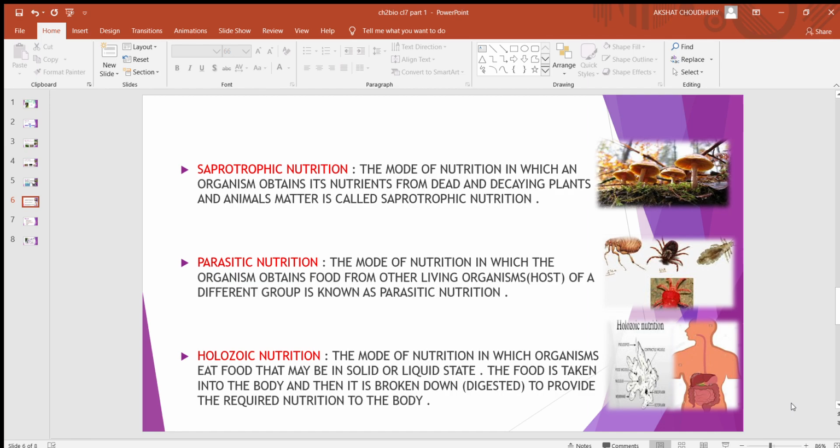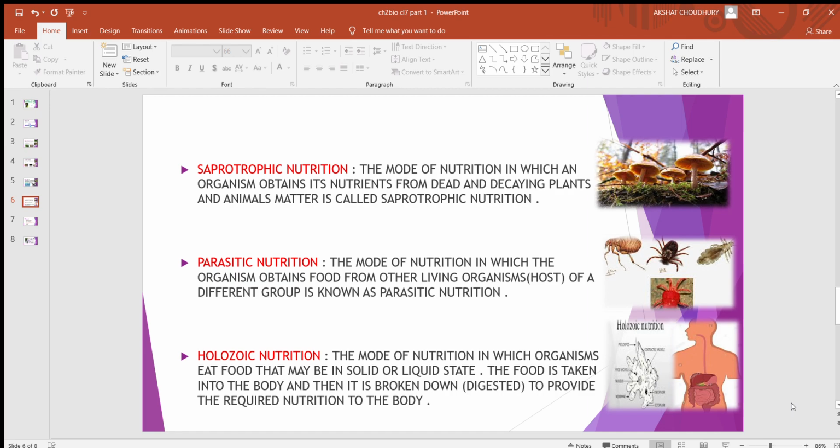Second one is parasitic nutrition. The mode of nutrition in which the organism obtains food from other living organisms, that is a host of a different group, is known as parasitic nutrition. Here we can see that flea, worms, headlouse suck nutrition from the host.